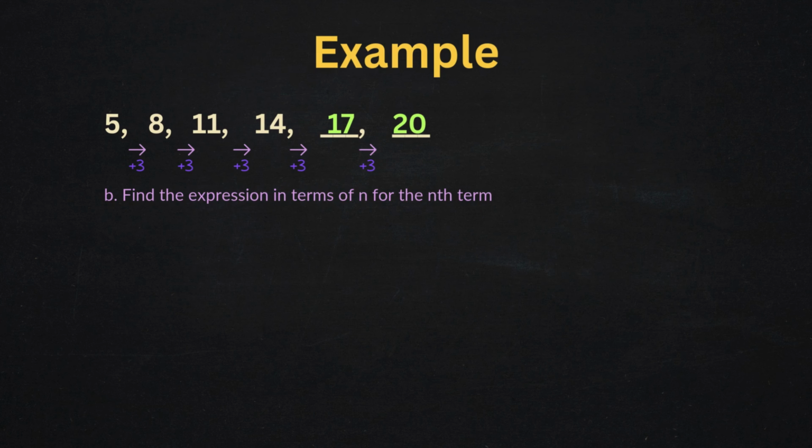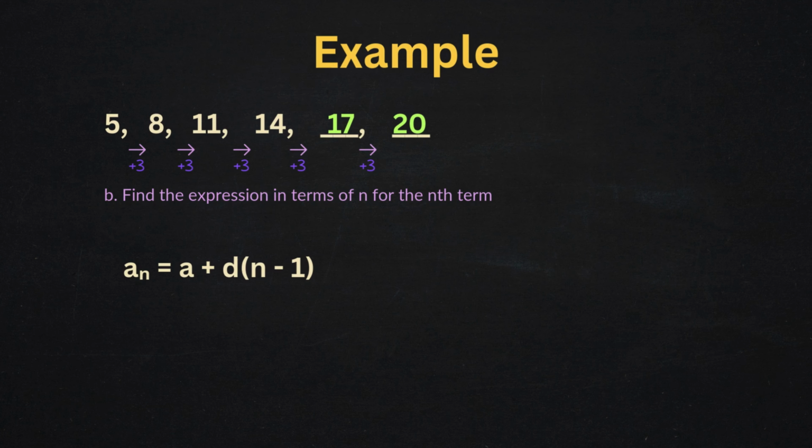The next part of the question is to write an expression in terms of n for the nth term. First of all, expression means equation. So the question is asking to write the equation of an in terms of n. That means our answer must include n, as the generic equation of an is an equals a plus d, whole multiplied by n minus 1.